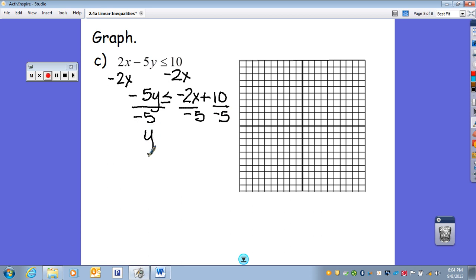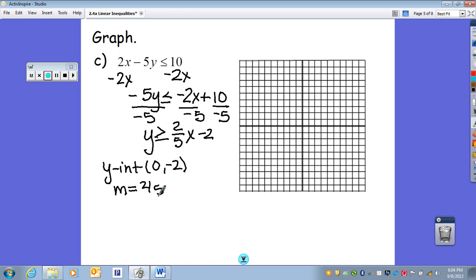So we have y, and since we divided by a negative, we need to flip our inequality symbol over. A negative by a negative is a positive, but the fraction 2/5 is reduced, and we will leave it in fraction form because that represents our slope. 10 divided by negative 5 is negative 2. So our y-intercept is at 0, negative 2, and our slope is 2/5.